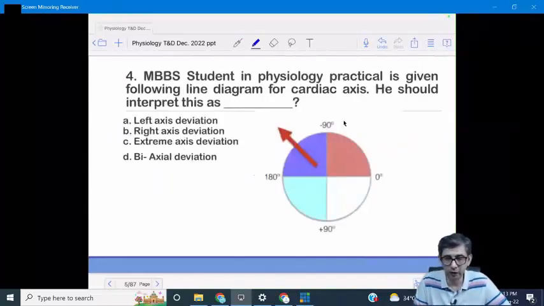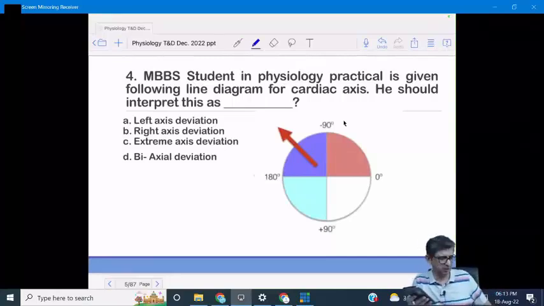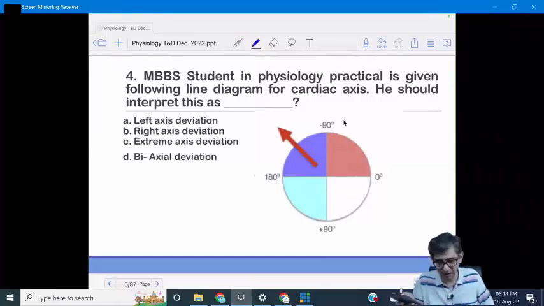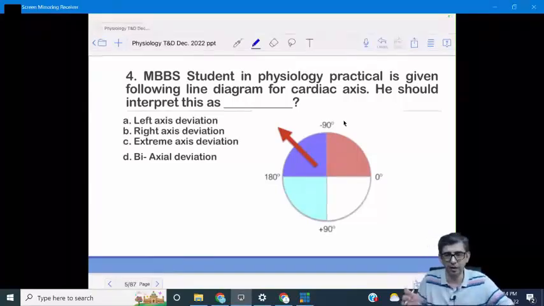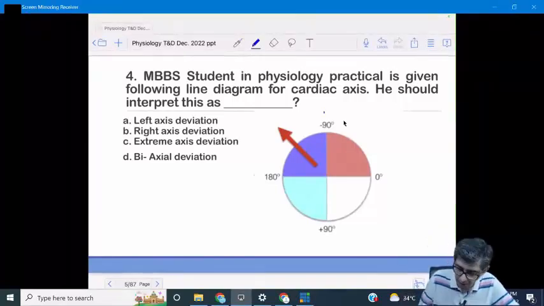Moving to the next question, an MBBS student in physiology practical. I think this is a repeat question. It's just that I have changed the options of this question. The question came in the exam like this only, that a physiology student is given a line diagram for cardiac axis, and how should he be interpreting this diagram?